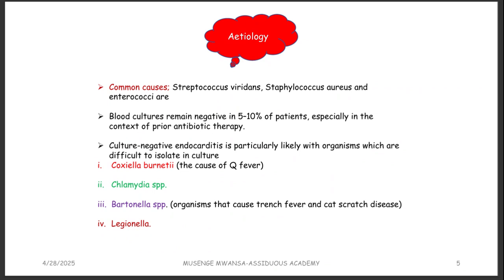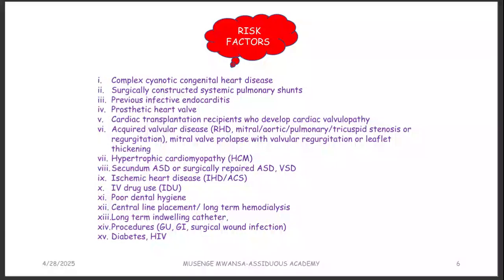And then sometimes someone is going to have the infection, but when you do culture, it is not showing anything. So we call those culture negative. There are some organisms that are going to give you a negative culture, but they are there. It's just that it is a bit hard to pick them on culture. For example, Coxiella burnetii, which causes Q fever. Chlamydia, Bartonella species, which causes trench fever and cat scratch disease, and Legionella. So these four, normally, when they cause infective endocarditis, you do culture and you find culture negative.